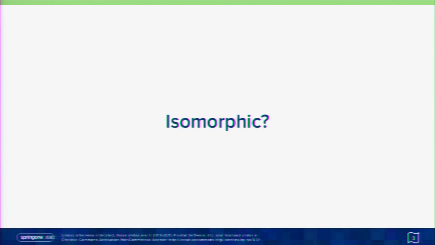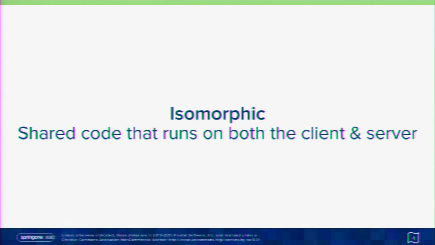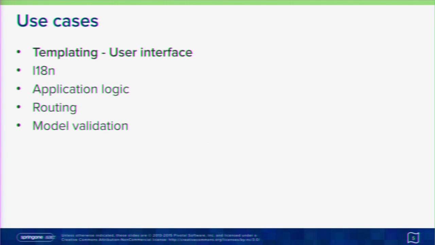So let's talk about what isomorphic means, since it's a kind of buzzword. Isomorphic means that you run the same code on the client and the server. In fact, there are various use cases for isomorphic, like templating, internationalization, application logic, routing, model validation.